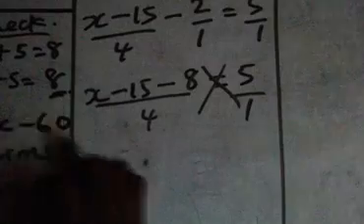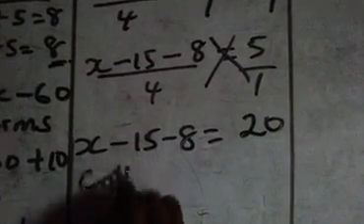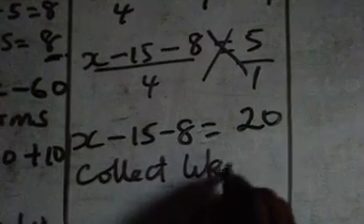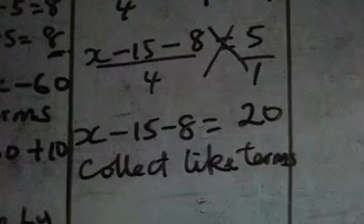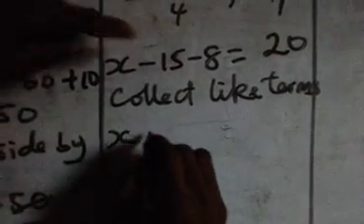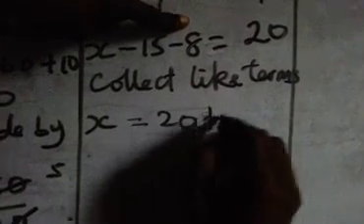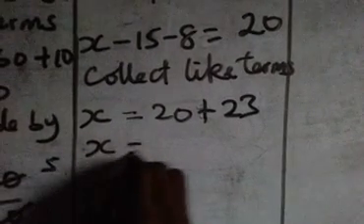So 1 times everything here will give us x minus 15 minus 8 equals 4 times 5, which will give us 20. The next thing we'll do is to collect like terms. Let x go for x and let numbers go for numbers. This and this is 23, so this is minus 23. Minus 23 to this side will be plus. Remember, when minus crosses equals it becomes plus. So that will be equals to 20 plus 23. So x equals 43.